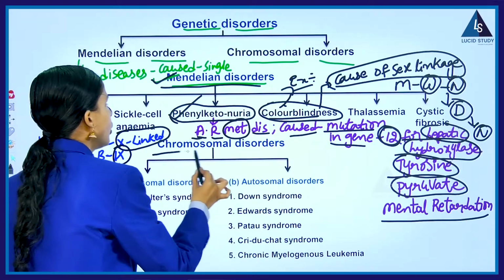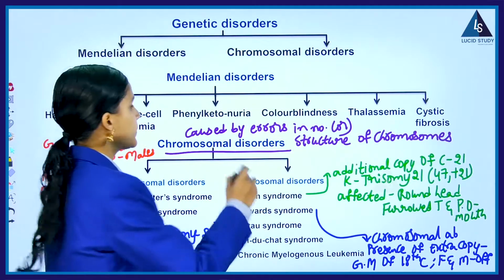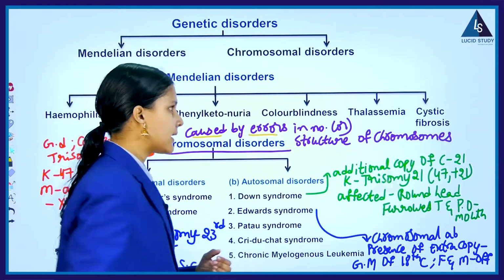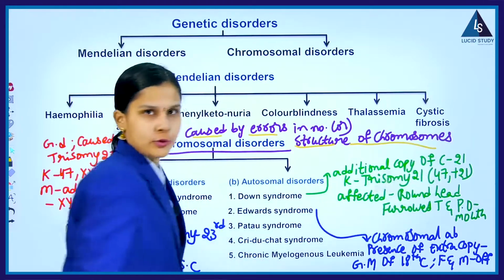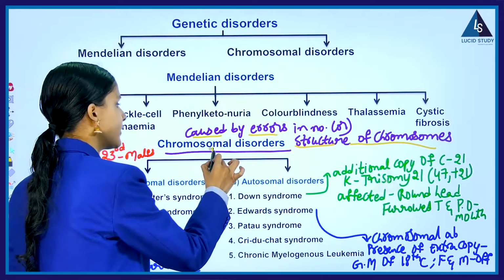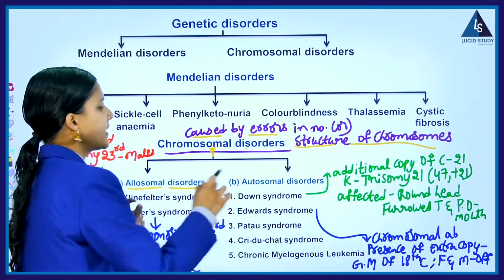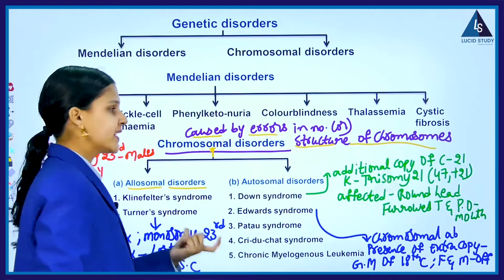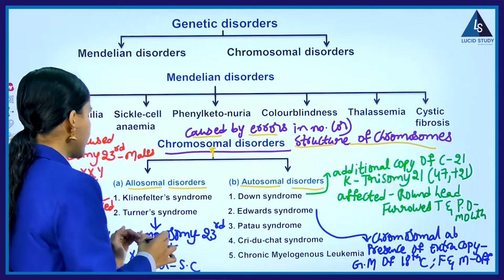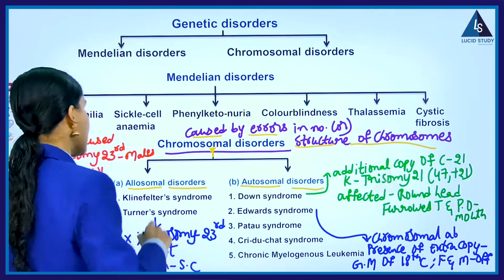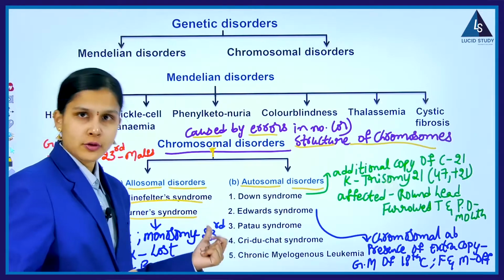Next, coming to chromosomal disorders. These are the disorders which are usually caused by errors in the numbers or in the structure of chromosomes. So first of all, the definition of chromosomal disorders you have to write. Then the types. Into how many types is it divided here? Allosomal disorders and autosomal disorders. Under allosomal disorders, we have 2 types. What are they? Klinefelter syndrome and Turner syndrome. About these 2, you have to write some points.